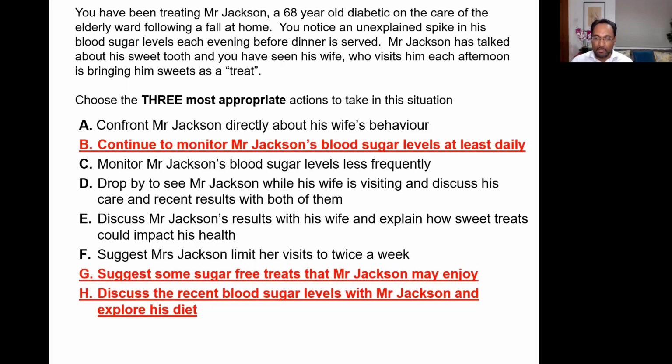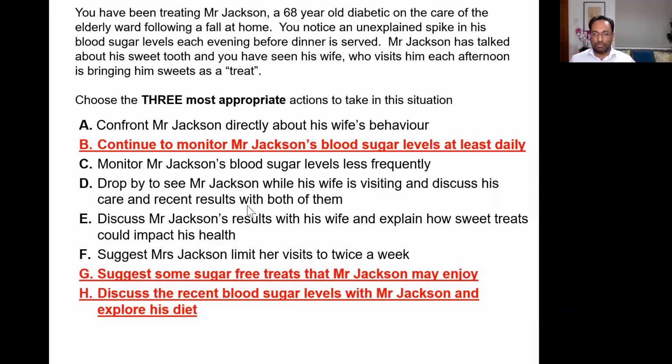Option D and E, the same thing that's wrong about D is what's wrong with E. What is it? Anybody? Both D and E would constitute an inappropriate breach in confidentiality. Look, his wife is already visiting to discuss his recent results. It doesn't mention in any of the options here getting his consent to discuss or share information.